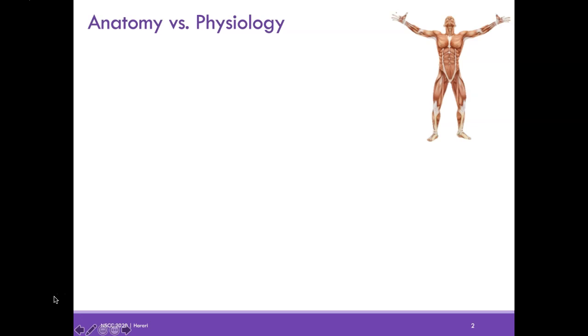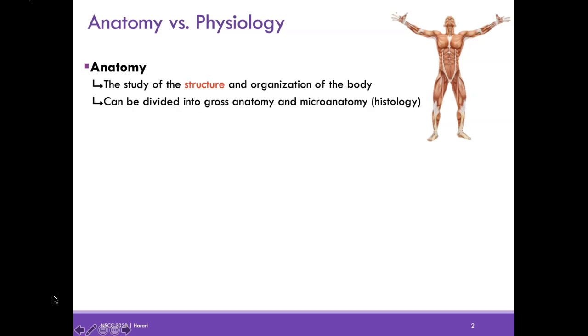So what is anatomy and physiology? Anatomy is the study of the structure and organization of the body. And anatomy can be divided into gross anatomy, looking at larger organs, which you might do by dissection, and also microanatomy, histology. That's the study of tissues. For that, you would have to use a microscope, hence the microanatomy.